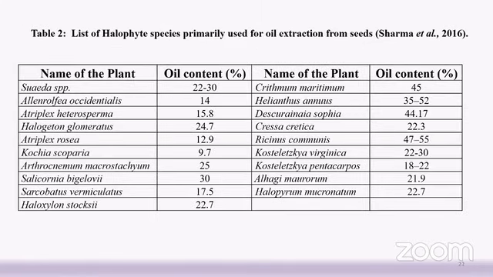Here is the list of halophyte species primarily used for oil extraction from the seed. You can see the different types of halophytes we can use, and the oil content varies from 14% to 45%. So they can potentially be used as biodiesel crops.